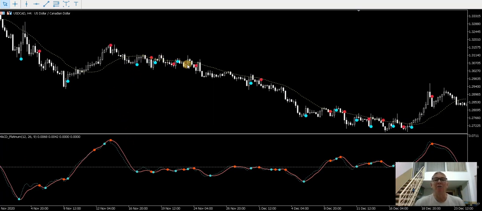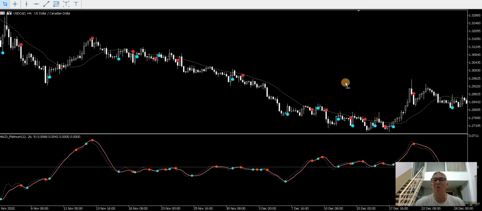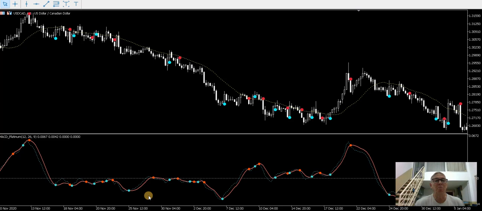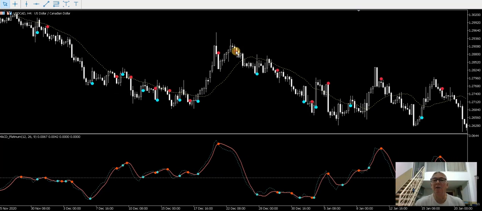This is a 4-hour chart. Look at this. It gets a bit ugly. Look at this, all these dots here. But again, just look at the MACD Platinum, where it goes. But yeah, that's all very ugly. That's why I like the daily charts.